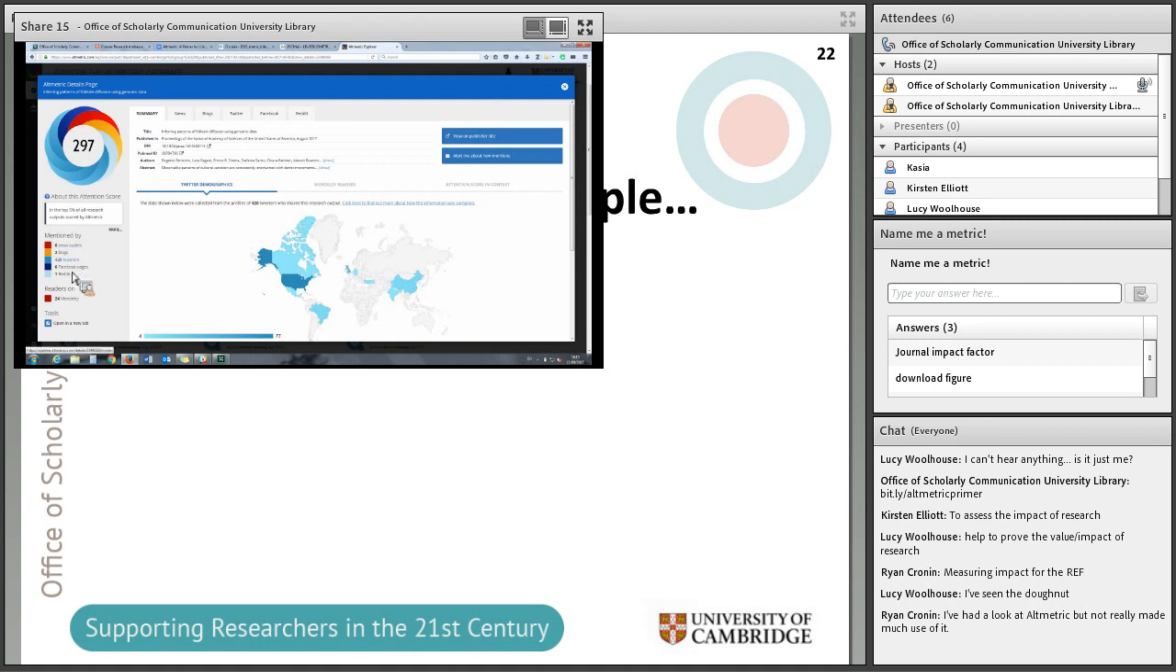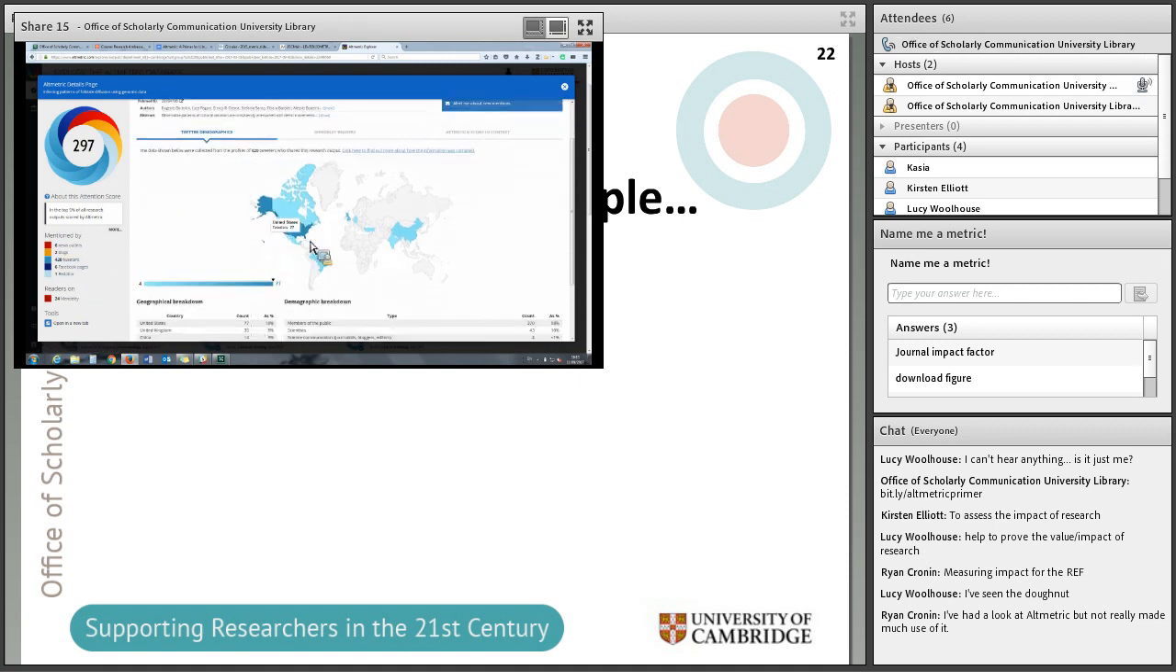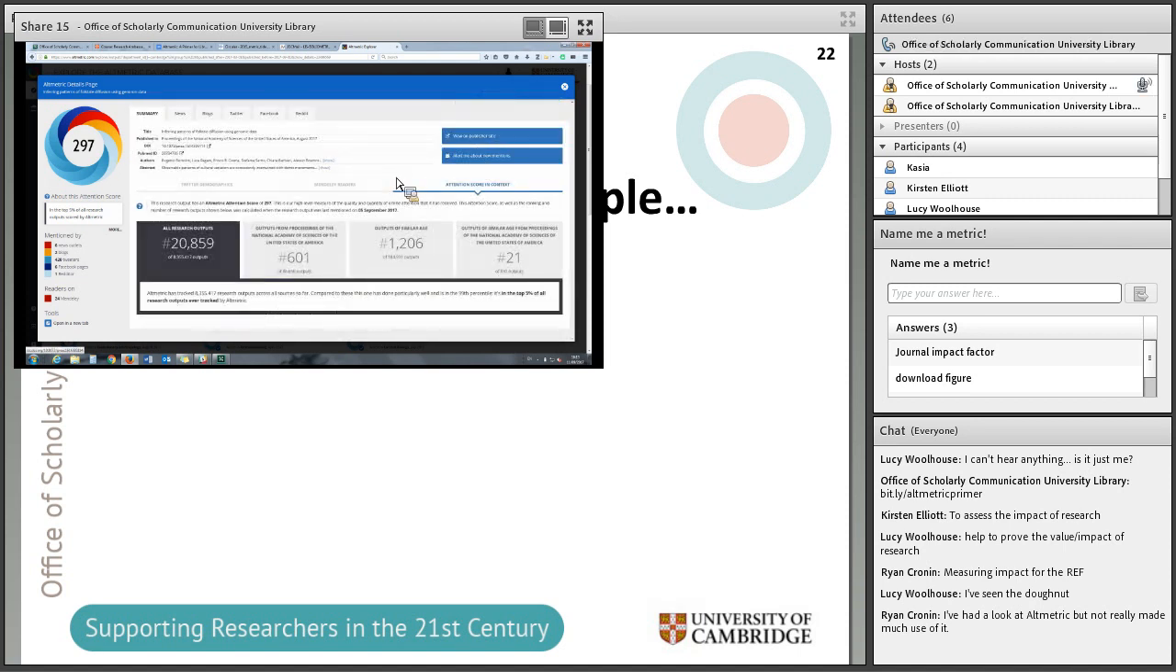There's all the details. It breaks down the different scores by the colours, so we can see it's been in news outlets, blogs, it's had loads of Twitter action, that kind of thing. You can see Twitter demographics, where in the world they're talking about it, which can be really interesting if the research has a geographical focus.